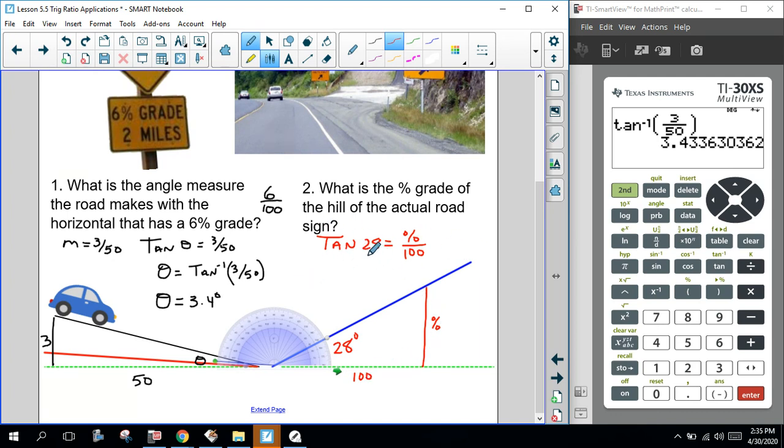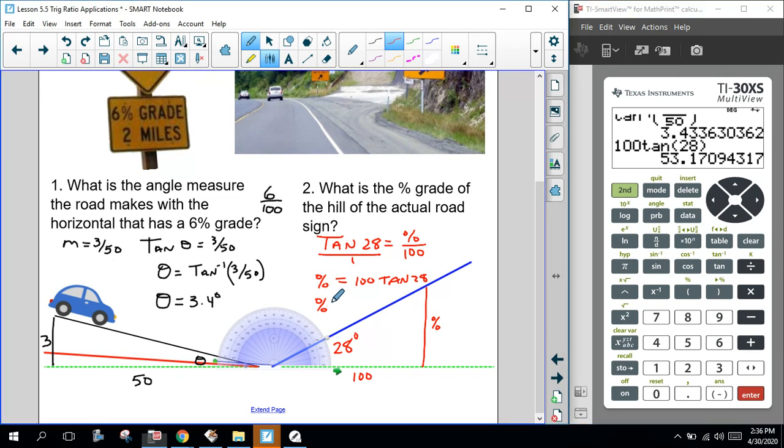So the question is, what's the percentage going to be? To solve this, we can write it as a proportion, and my percentage times 1 would just be percent, if I'm using that as my variable, which would equal 100 times the tangent of 28. So I go back to my calculator to figure out how much of a lie this road sign was. It appears the picture is a little bit deceiving as to how steep that road actually is. So I take 100 times the tangent of 28, and I get a percent grade of 53%.